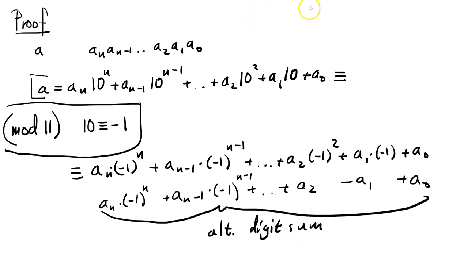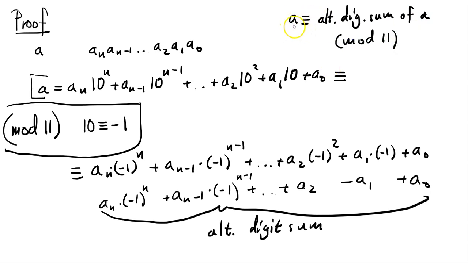Okay, so we can write it up here. A is congruent with the alternating digit sum of a in modulo 11. So that means that a and the alternating digit sum are divisible by 11 simultaneously. So if this is divisible by 11, this is also, and if this is not, it's neither, because they're separated by a multiple of 11. And that proves the theorem.